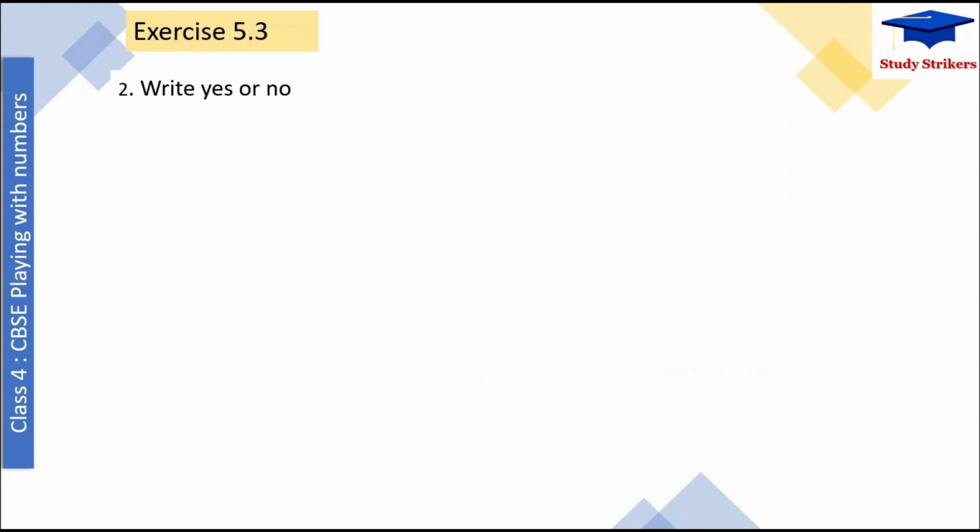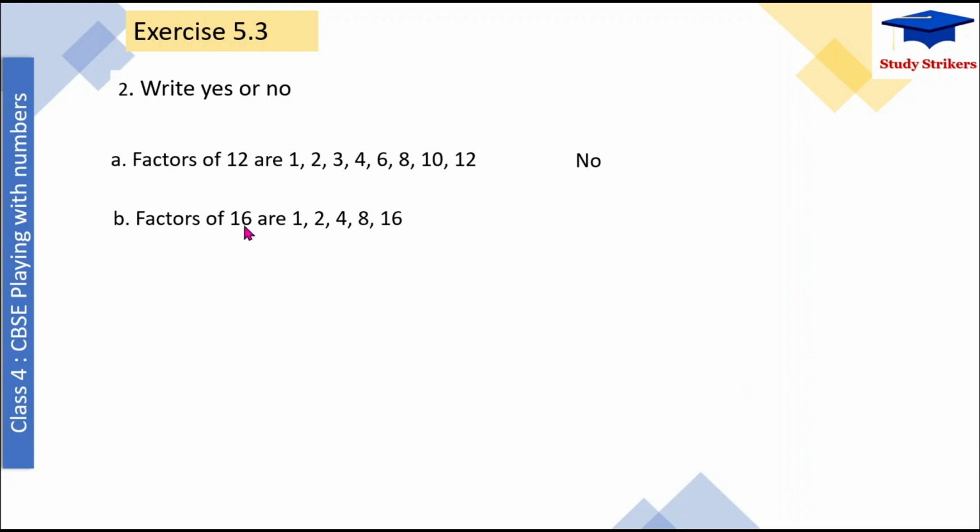Okay, fine. Now we have to write yes or no. So factors of 12 are 1, 2, 3, 4, 6 and 12. So out of this, 1, 2, 3, 4, 6 are factors of 12. 12 is a factor of 12 but 8 and 10 are not factors of 12. Hence we have to write no over here.